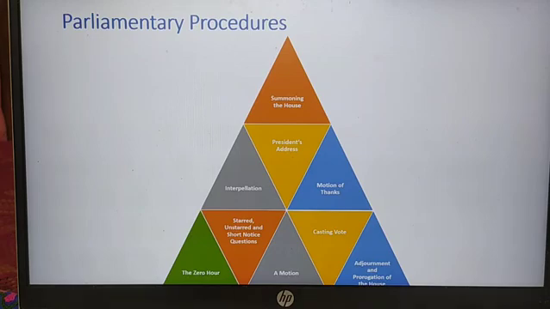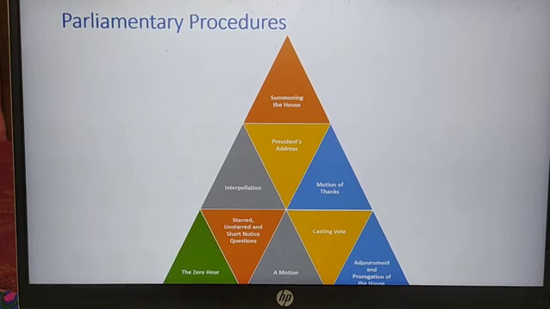Now regarding motion, what is a motion? A motion is a formal proposal made by a member that the house ought to do something or express an opinion with regard to some matter of public importance. So basically we want to speak, discuss or debate something which is of public importance, and we want to discuss it on this national platform. That is known as a motion.